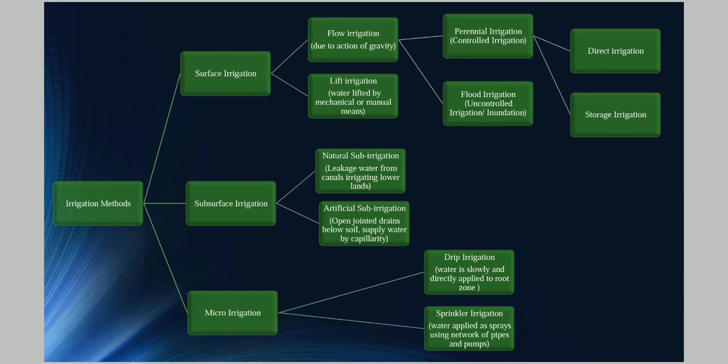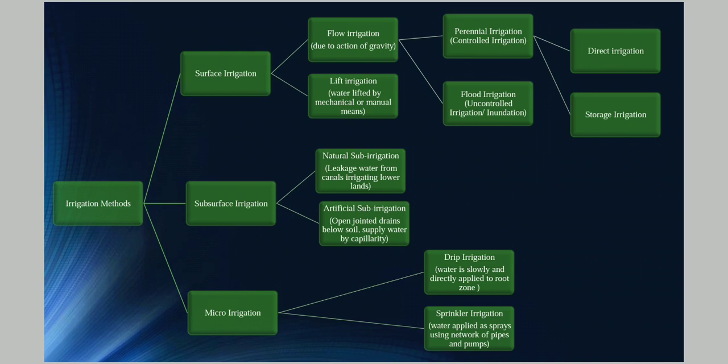In flow irrigation, the water flows under the action of gravity. In lift irrigation, water is lifted using mechanical or manual means and then it is transferred for irrigation purposes. So generally we use pumps for lifting of water. In ancient times, we used bullock-driven methods for lifting up water.